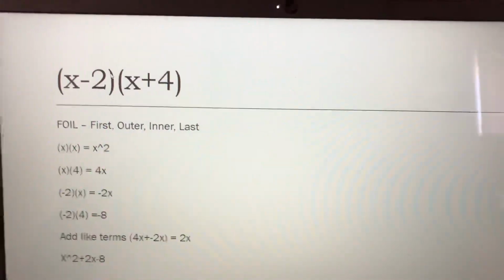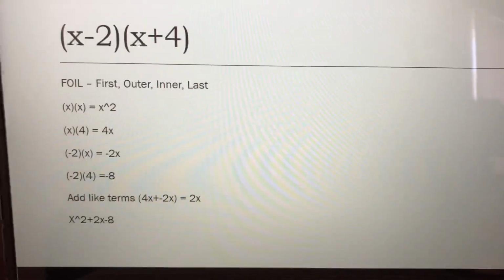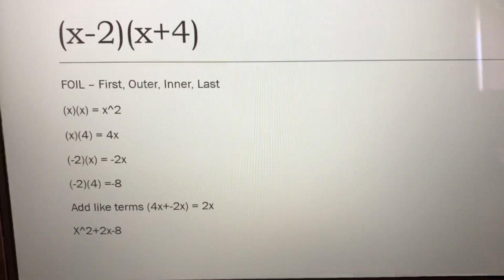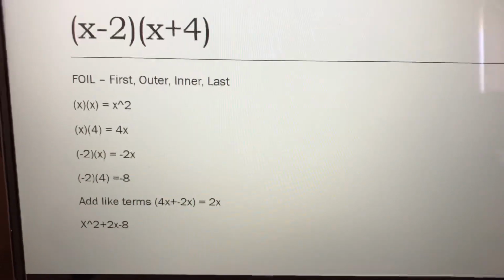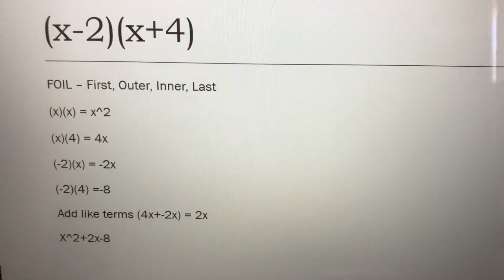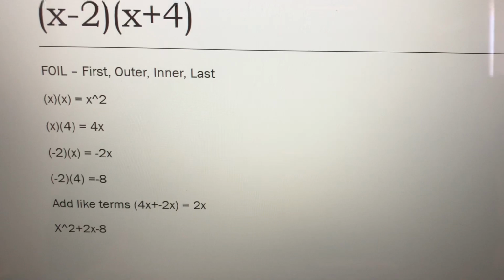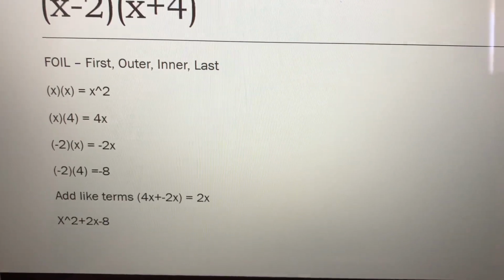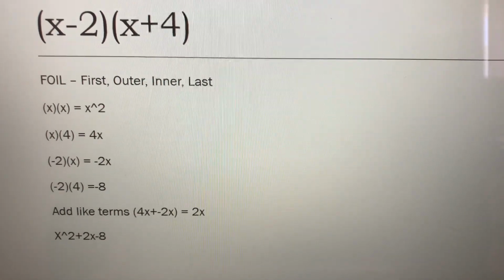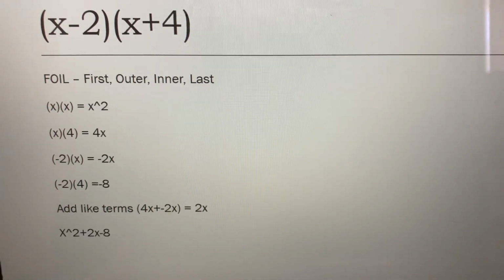All right, so here is our first problem. I'm going to demonstrate it for you. If we're looking at our expression here, we can see that we have two binomials. We've got x minus 2 times x plus 4. Now, when we have two binomials that we need to multiply, we can use the FOIL method, which stands for using the first letter of all four words. We've got the first term, then the outer terms, the inner terms, and then the last terms. That's how we're going to multiply.